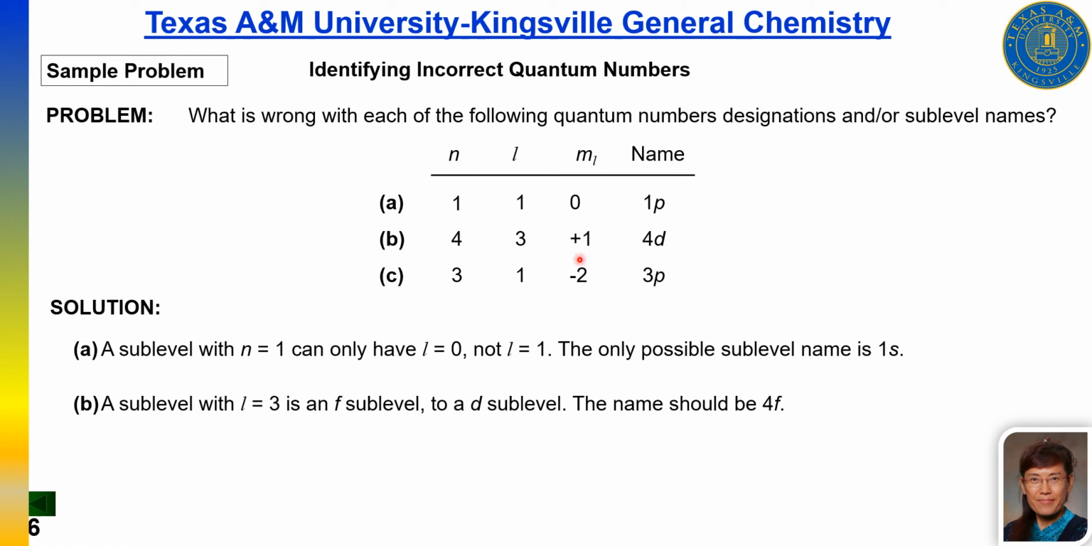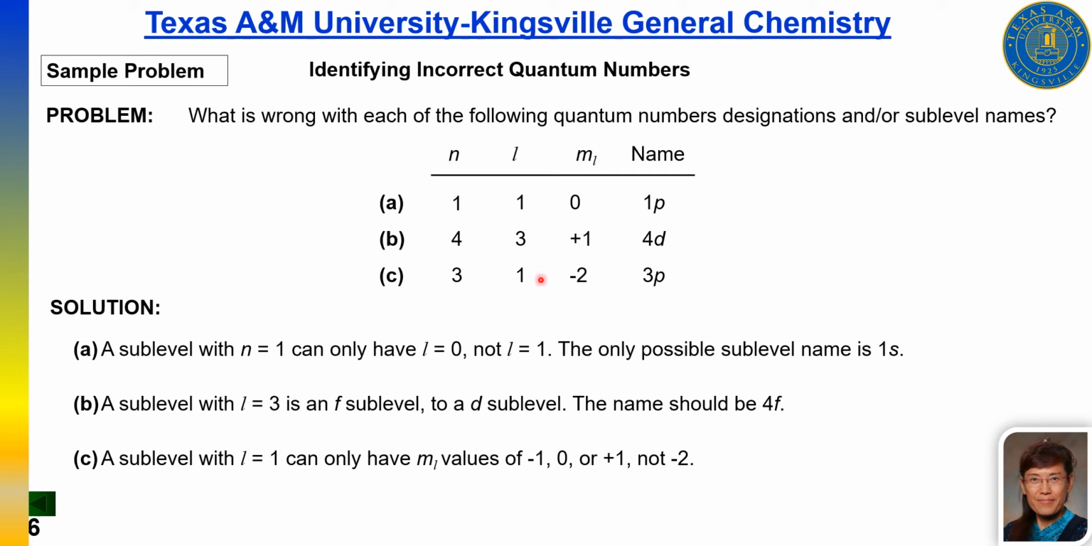How about this C? Yeah, this C, your ML cannot be negative 2. Your ML can be only -1, 0, and +1. So that's how you determine the ML value. So your L is 1, so your ML can be -1, 0, or +1, cannot be -2. So your orbital, you do call it 3p.